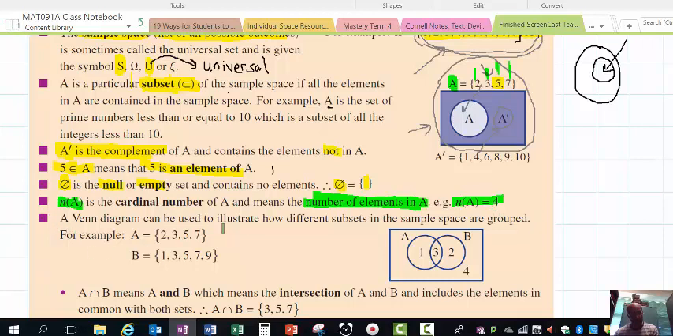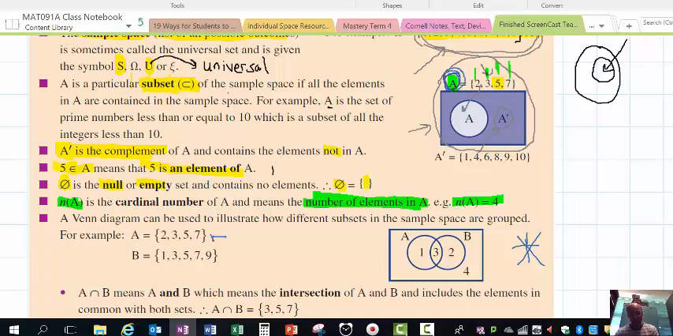Next, a Venn diagram can be used to illustrate how different subsets in the sample space are grouped. Now be aware that we are treating Venn diagrams in a particular way here, and sometimes other books or other resources treat Venn diagrams a little bit differently. But what we're going to do is look at how they're grouped and the numbers of elements that go into each set, not the elements themselves. So set A, from above, it's all coloured in now, but it's that same set A there.